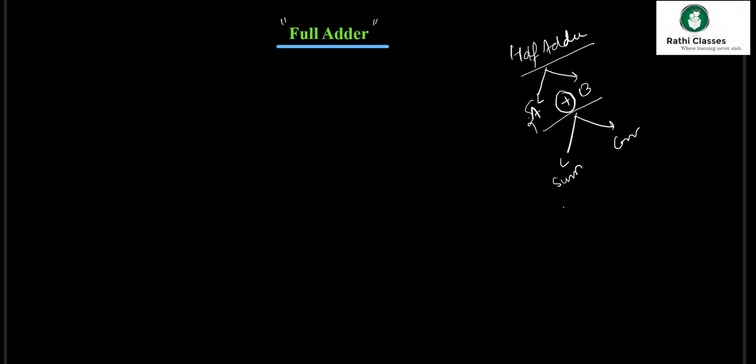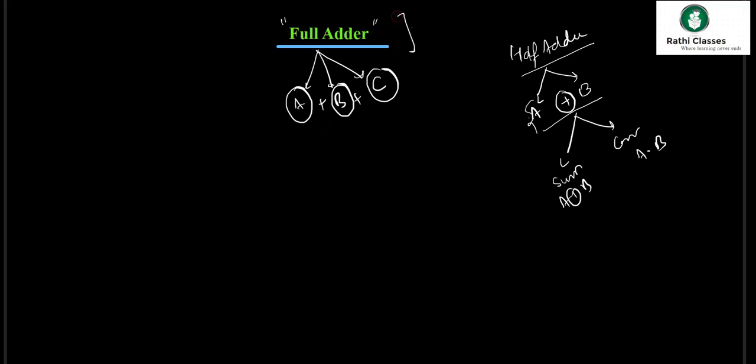The sum result was A XOR B and carry was A dot B. What if the input is more than 2? Full adder deals with 3-bit inputs. That means say A, B and C. A is a 1-bit input, B is another 1-bit input and C is another 1-bit input. If we try to add A plus B plus C, the result that we obtain is the full adder. Same, the outputs will be 2 for this, that will be sum and carry.